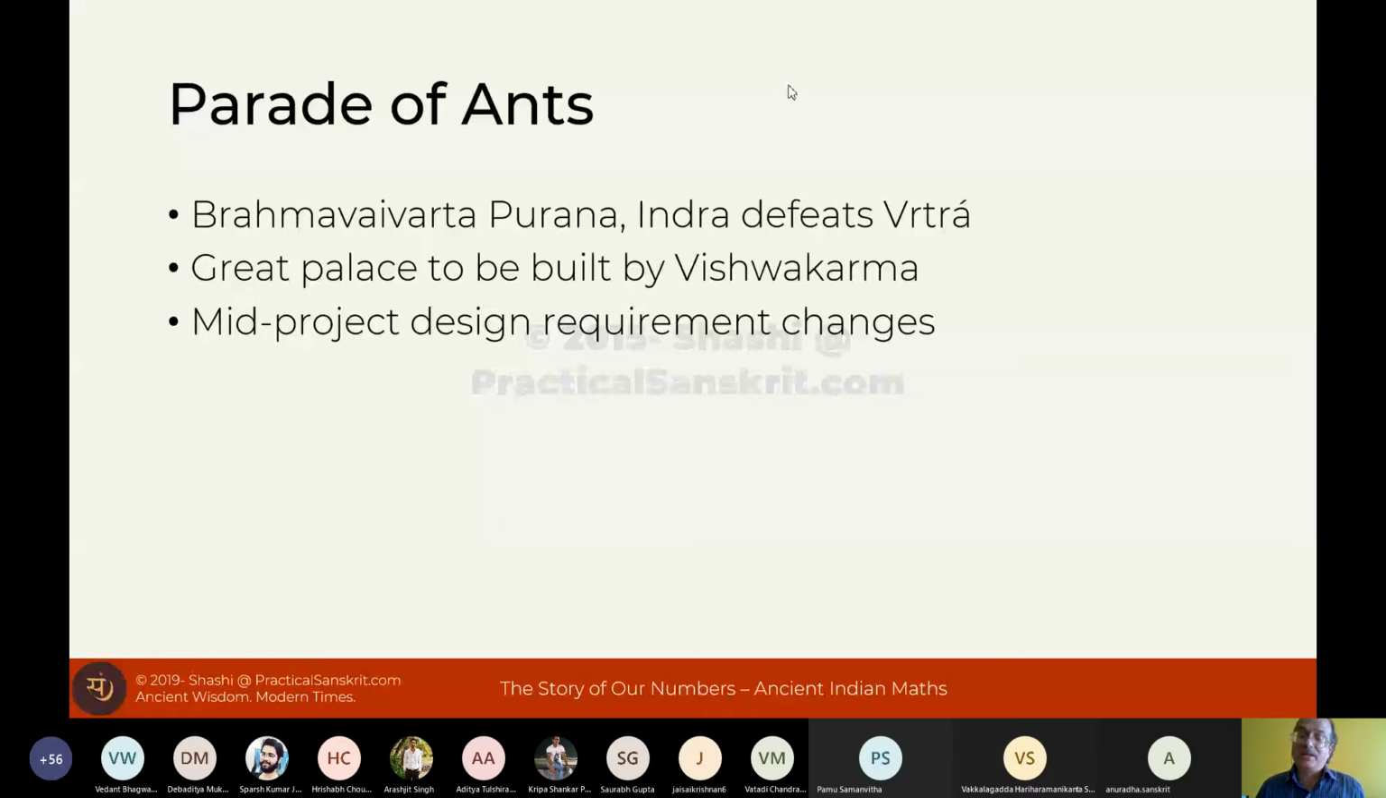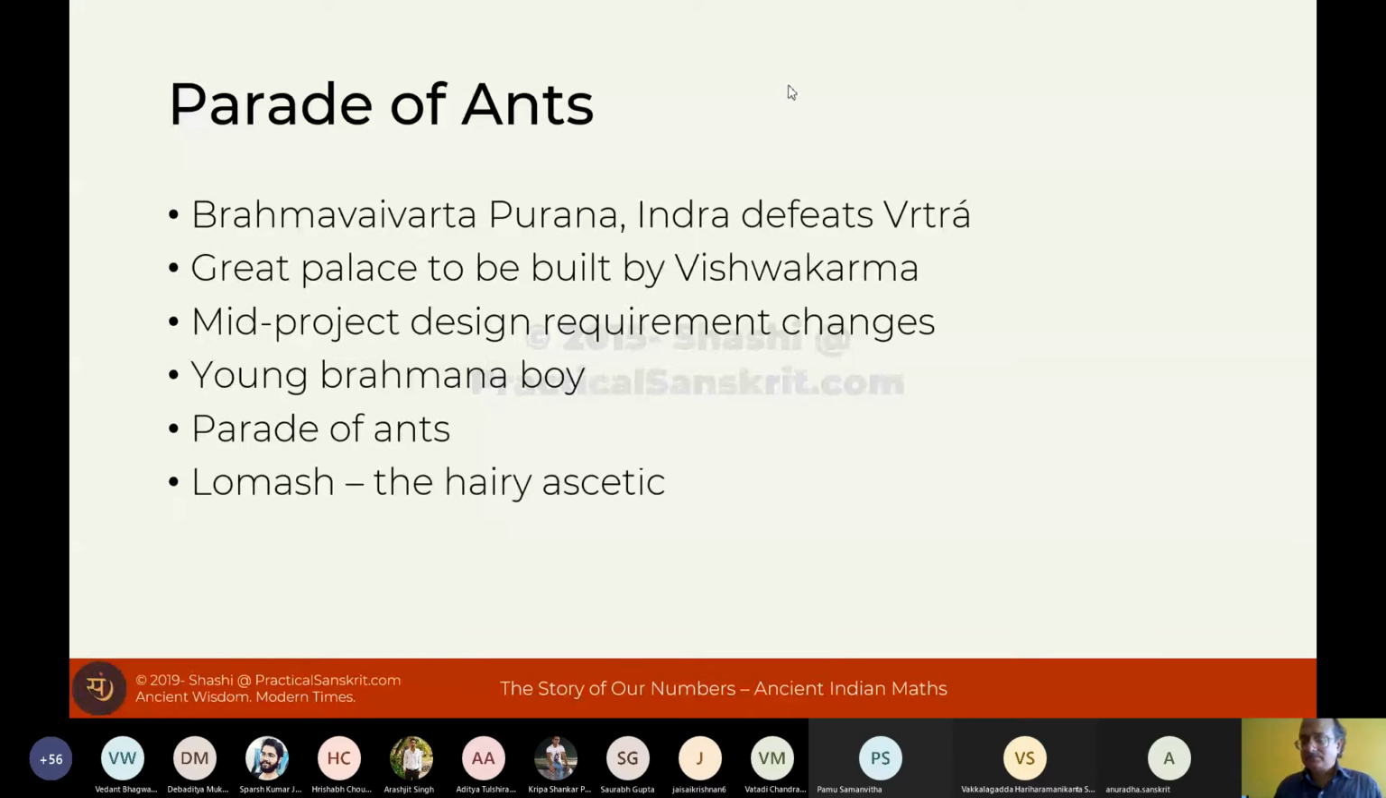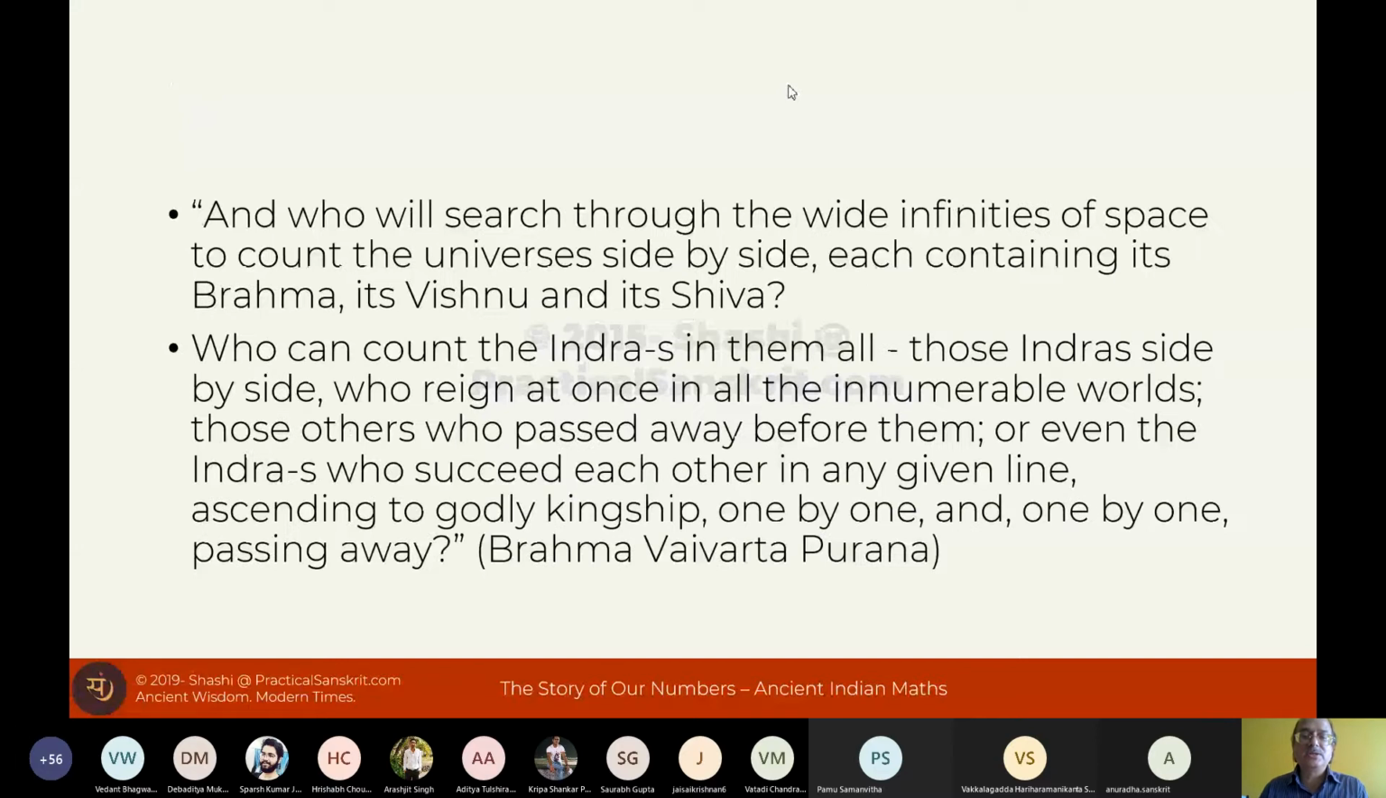And then Vishnu says something, that you are not the only Indra, and there's not only one Vishnu and one Shiva. There are multiple simultaneous universes, Srishti, with their own Shiva, Vishnu, and Brahma, and their own series of Indra. So this is where this passing remark about multiple universes comes. And he says, who will search through the wide infinite of space to count the universes side by side, each containing its own Brahma, Vishnu, and Shiva? This comes from the Brahma Vaivarta Purana.